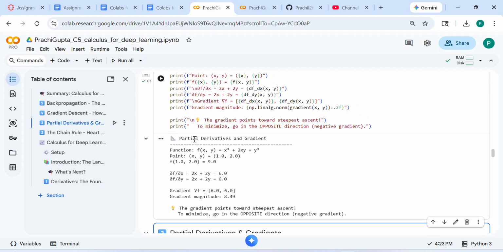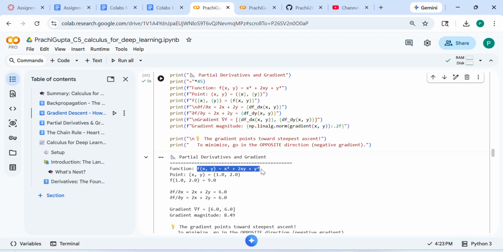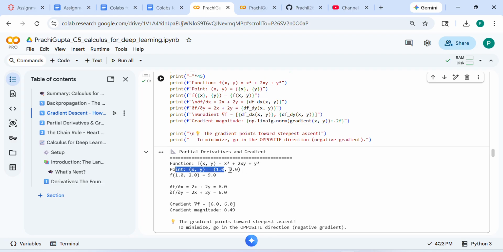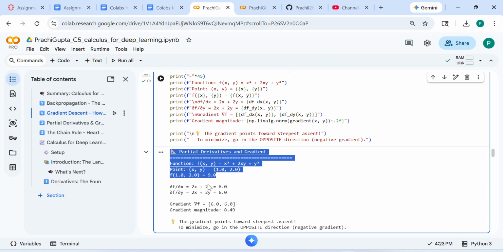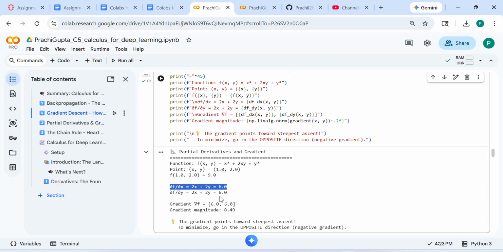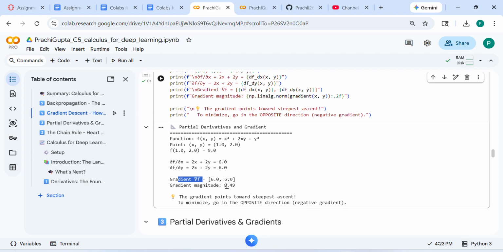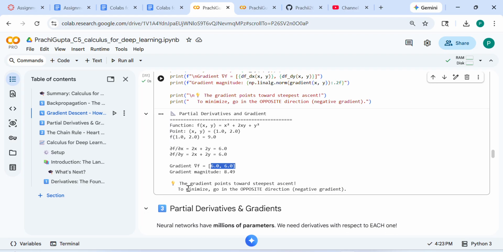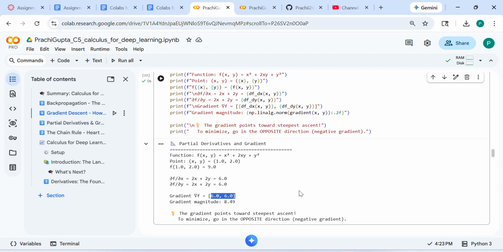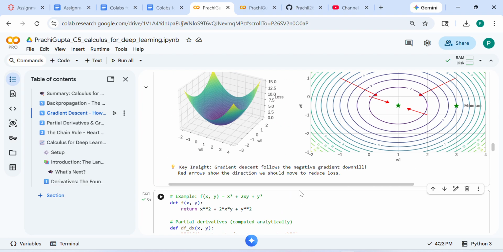You can see we have this function f(x), we passed these two points, df by dx is calculated like this, df by dy is calculated like this, and the gradient is the list of these two derivatives. The gradient points towards the steepest ascent, and to minimize, we go in the opposite direction, so we always have to go along the negative gradient.